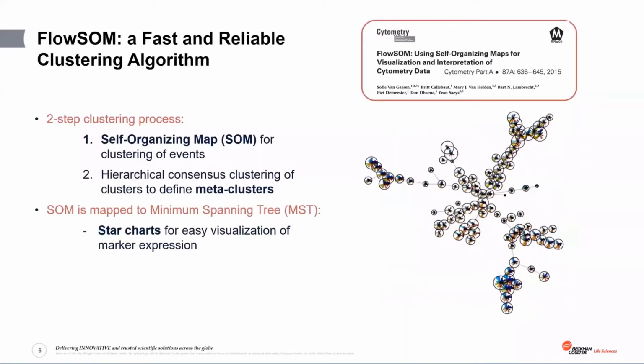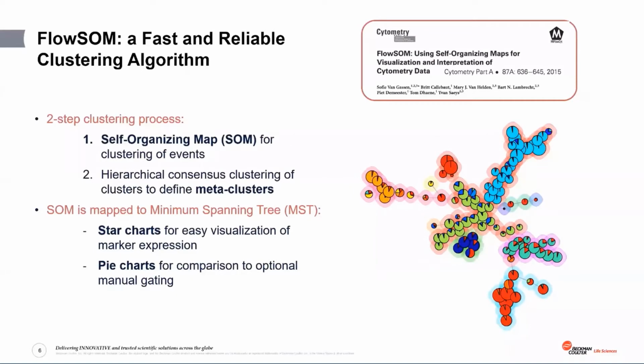These clusters can be visualized in a minimum spanning tree. The minimum spanning trees are incredibly informative, coming in 2 flavors: star charts that indicate the simultaneous expression of each marker per cluster, and pie charts that indicate the correspondence of each cluster with any manually gated populations. Another unique feature of FlowSOM is that these minimum spanning trees can be applied to new samples to compare between samples over time.